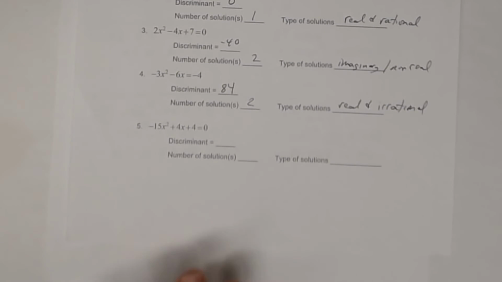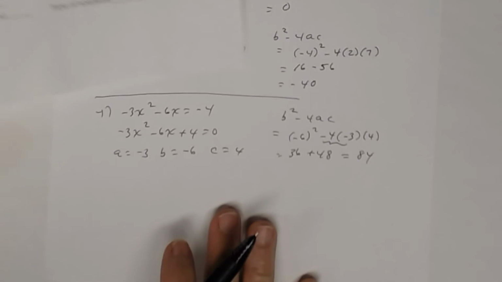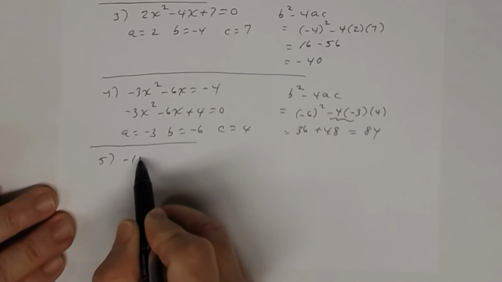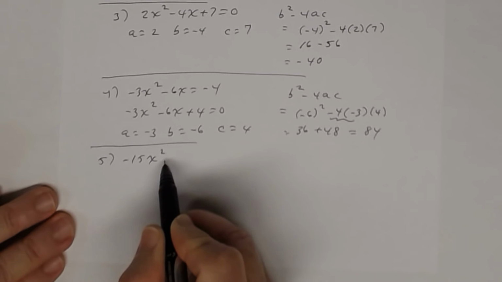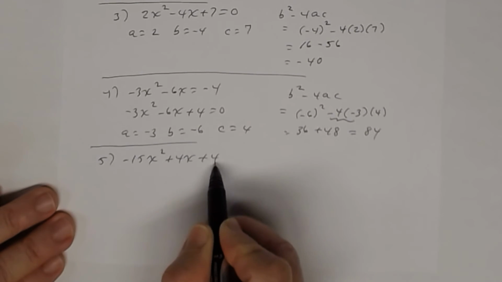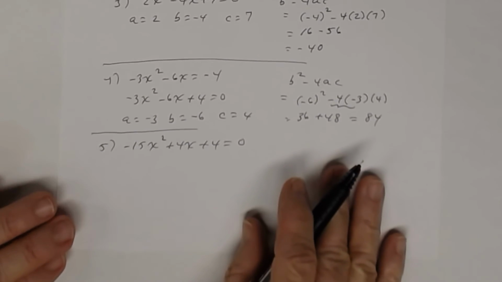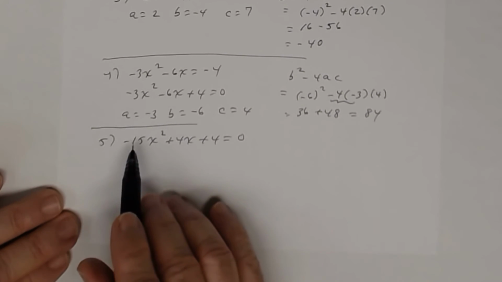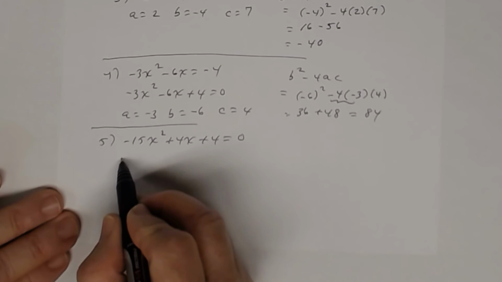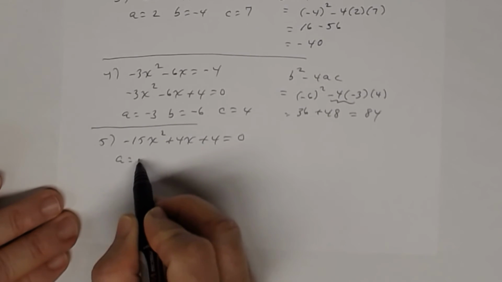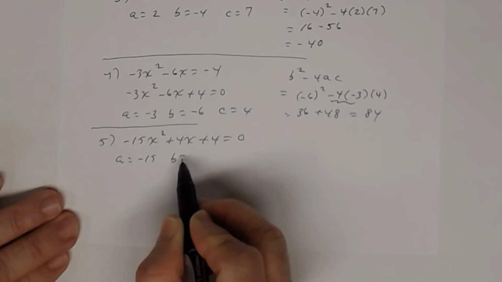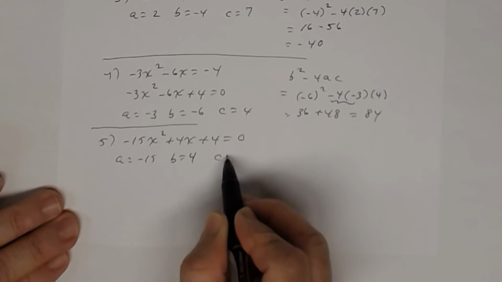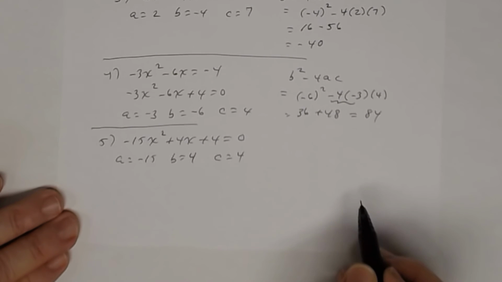All right, and so let's look at number 5. So in number 5, we have negative 15x squared plus 4x plus 4 equals 0. So this is in standard form, right? And so it's in descending order. So a is the coefficient of x squared, so that's negative 15. B is the coefficient of x, so that's 4. And c is the constant, so that's 4.